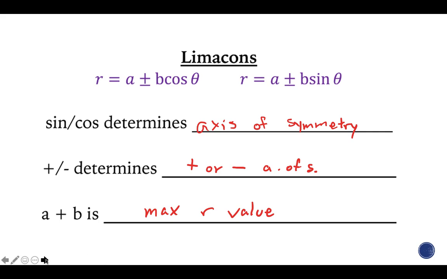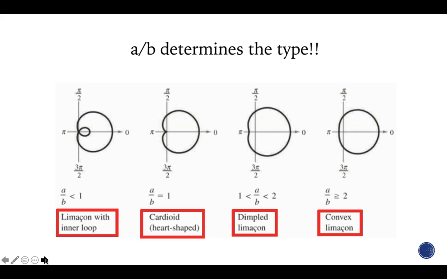Now, a and b also tell us something else that is extremely important about the Limacon. And this is going to be the most important part of your work to identify today. There are actually 4 different types of Limacons, and which type of Limacon we have is 100% dependent on the ratio of a over b. Now, all of these are the types of Limacons that we can create.